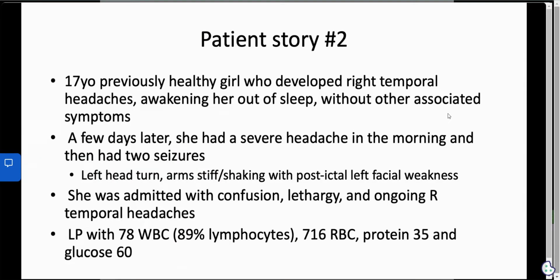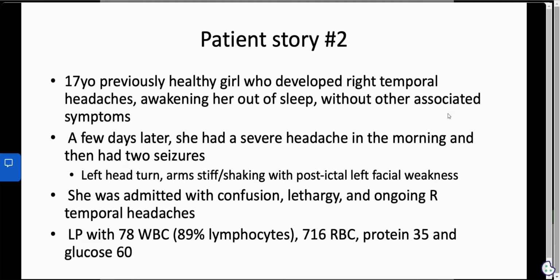I'll shift gears now to a second patient story, and this patient and slides are courtesy of my colleague Coral Stredney in our neuroimmunology program. This patient is also a 17-year-old, previously healthy girl who developed right temporal headaches, which woke her out of sleep without any other associated symptoms. A few days later, she had a severe headache, and then later that day had 2 seizures, characterized as left head turning, arm stiffening and shaking, and then post-ictal left facial weakness. And she was admitted to the hospital with confusion, lethargy, and ongoing right temporal headaches.